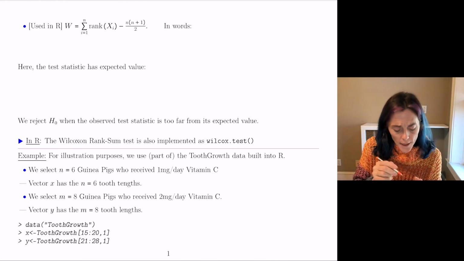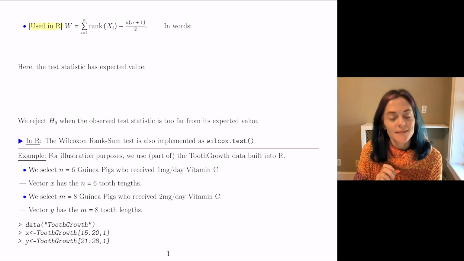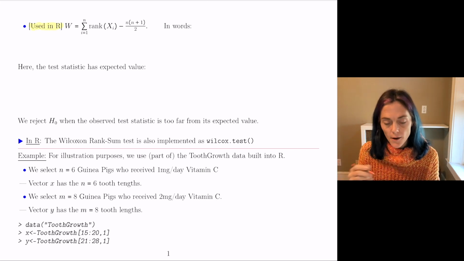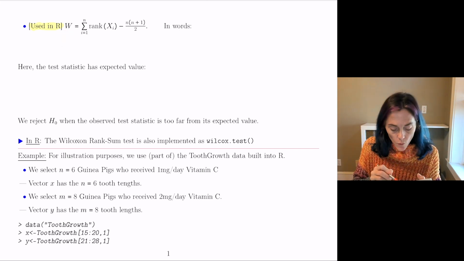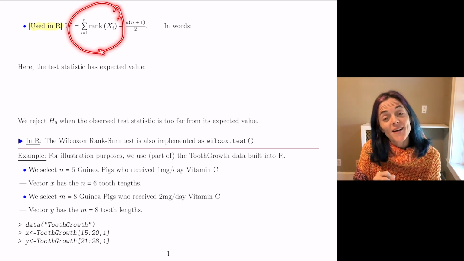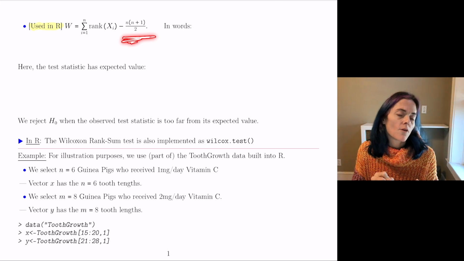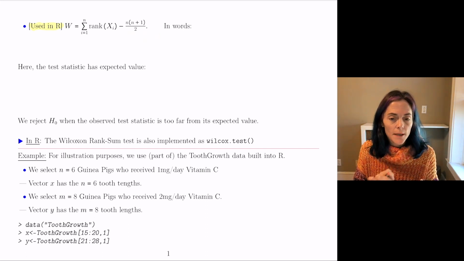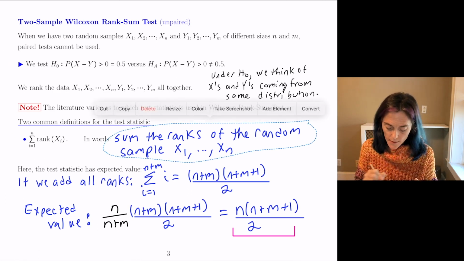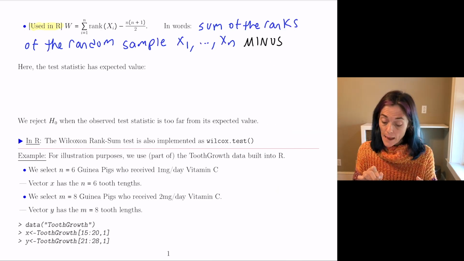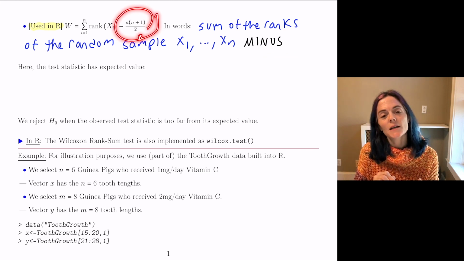However, the one used in R is the one we will discuss next, and this is the one we'll focus on since our programming this semester is in R. So here, I will call this one W. We add up all the ranks coming from the x's and then subtract off n times n plus 1 over 2. Let's think about this for a moment. So in words, I can keep this. Minus, well, n times n plus 1 over 2.